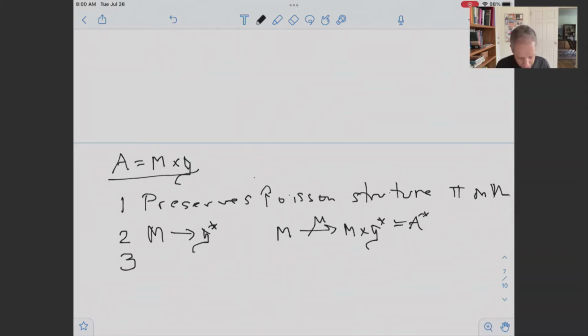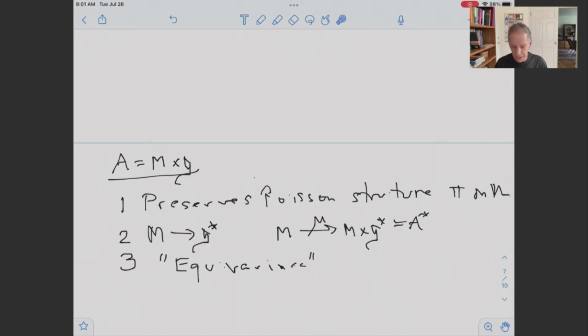And the third condition is what one can call equivariance. If there were a group involved, it would be equivariance of the momentum map from M to G star, which we can interpret in terms of properties of the section here, which I'll go into a little bit later.